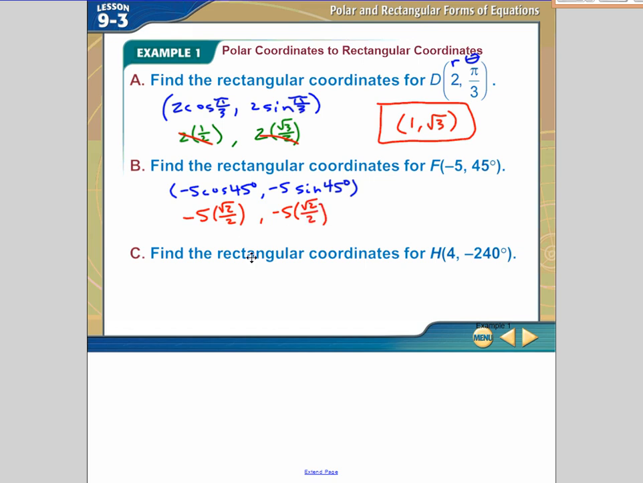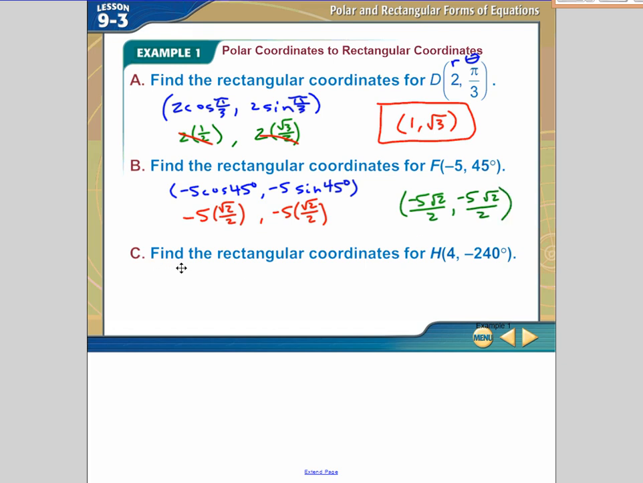As I look at this, I see that nothing cancels. So I could simplify it, or not really simplify it, I'm sorry, I could rewrite it as -5 times the square root of 2, all this over 2. And the y would be the same thing, -5 square root of 2 all over 2.